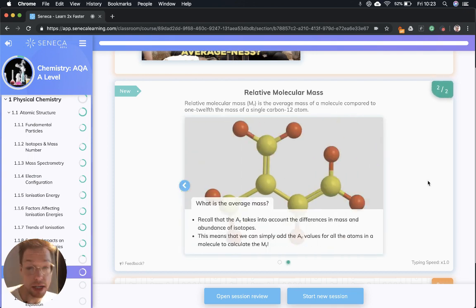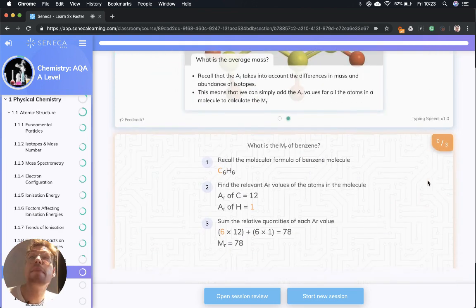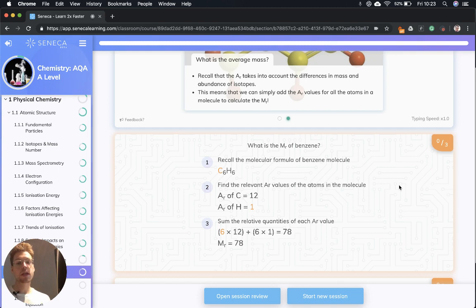Let's get into relative molecular mass. If we recall relative atomic mass, it takes into account the differences in mass and abundance of isotopes. This means that we can simply add the AR values for all the atoms in a molecule to calculate the MR, making life so much easier. Let's go through an example. What is the relative molecular mass of benzene?